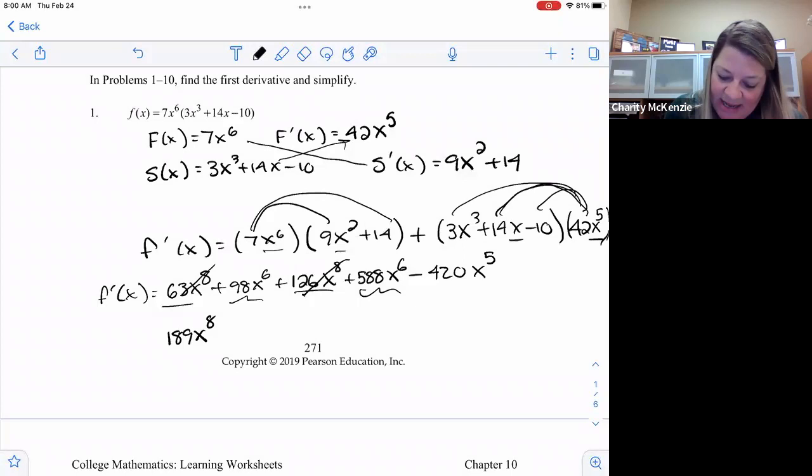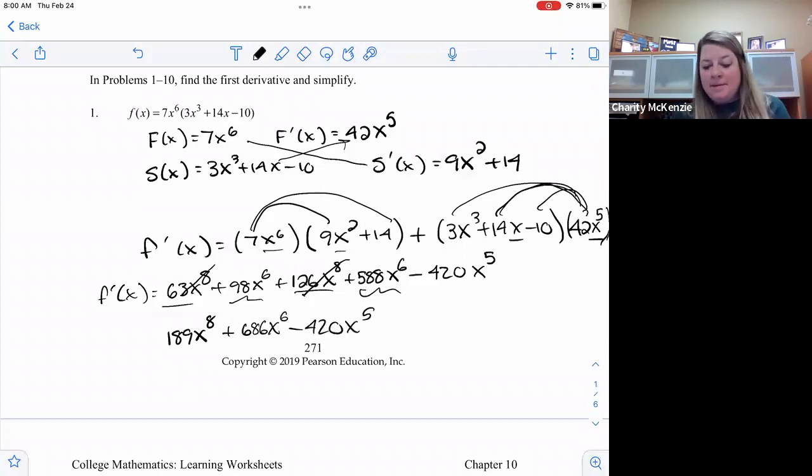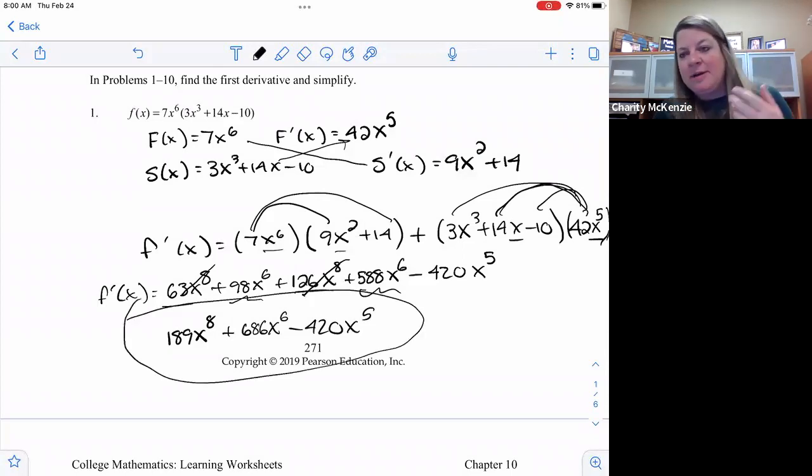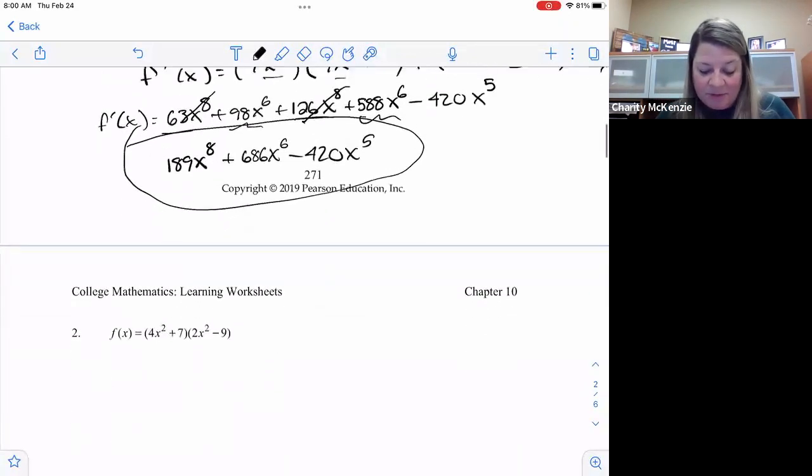588 plus 98 is 686. x to the 6th minus 420x to the 5th. There we go. Now, I know multiplying this one out originally would have been easier, but I have to show you the steps because you have to know this process.